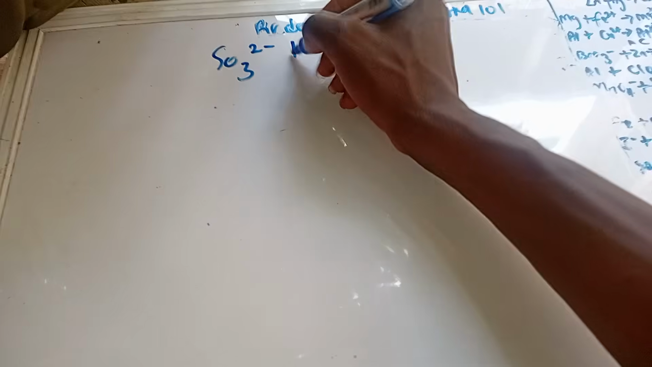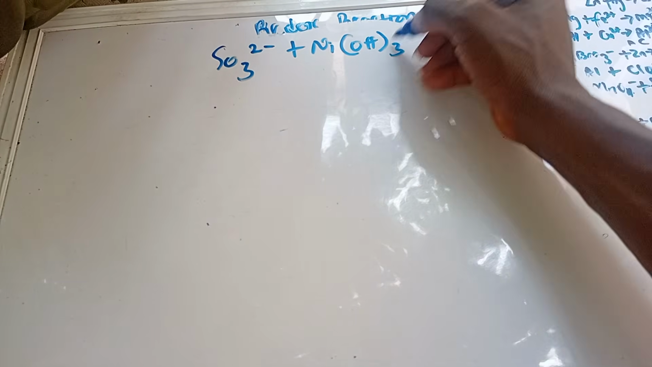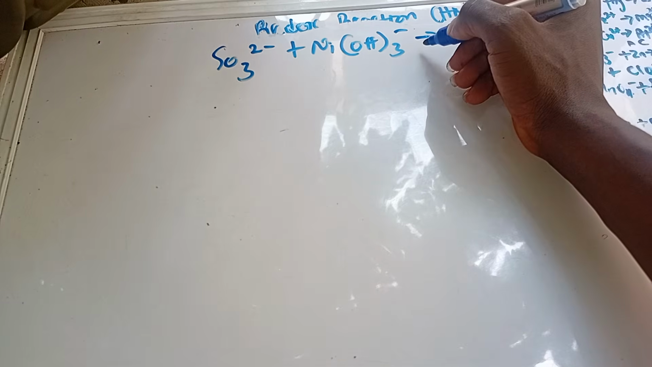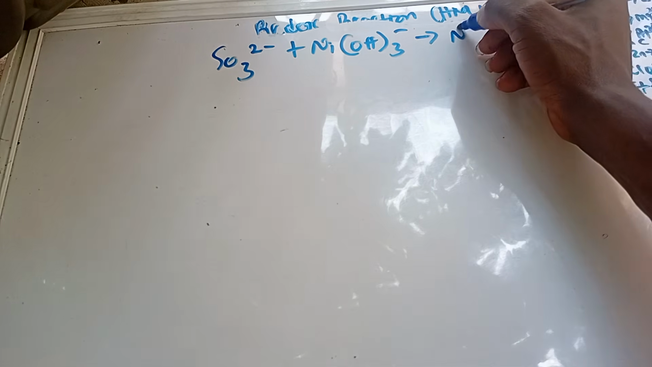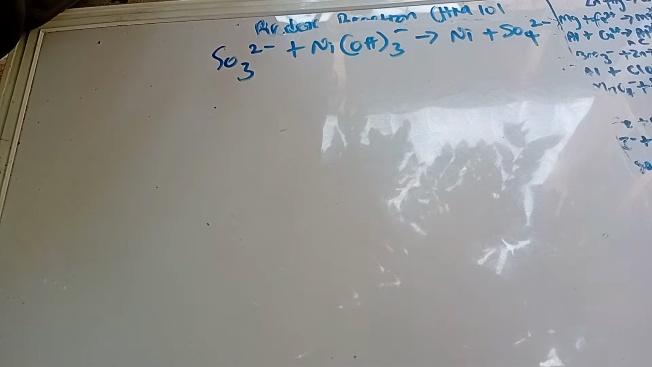So let's have one more: SO3 2 minus plus NiOH 3 minus to give us Ni plus SO4 2 minus. I hope I'm writing all this correctly. I hope all these equations are correct. But please, what we have explained so far is 100% correct. Just know those and be able to apply them. Okay, let's check this question as well.